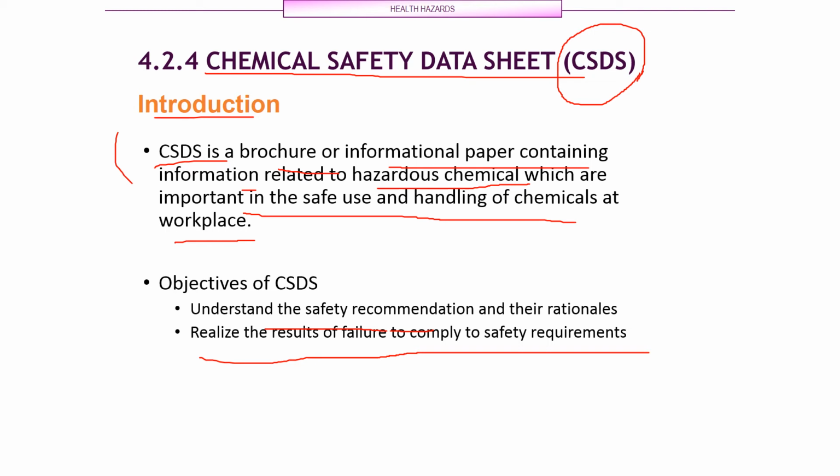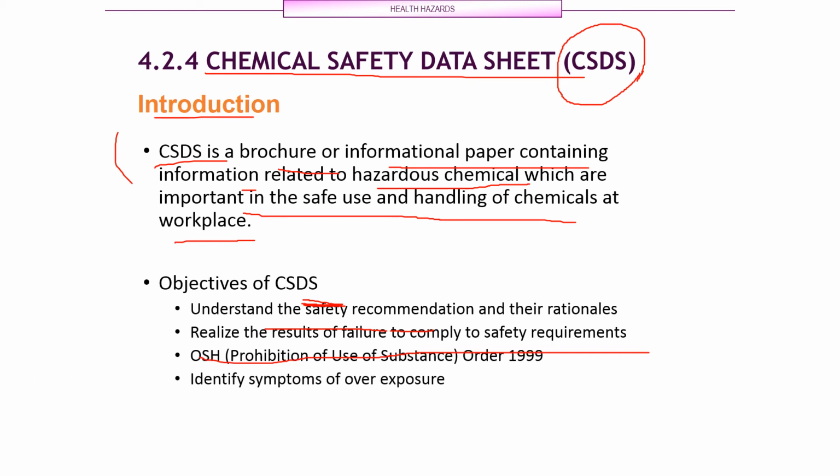So kalau awak dah tengok CSDS and then there is a failure ataupun something happen, so basically pensyarah ataupun OSH punya orang akan take note. Maksudnya awak memang dah ikut, dah follow di CSDS. So something happen must be something lah. Need to take action. Okay, so next is the OSH order 1999. So dia adalah wajib order. Okay, dia sebagai order 1999. So that's why it is important.